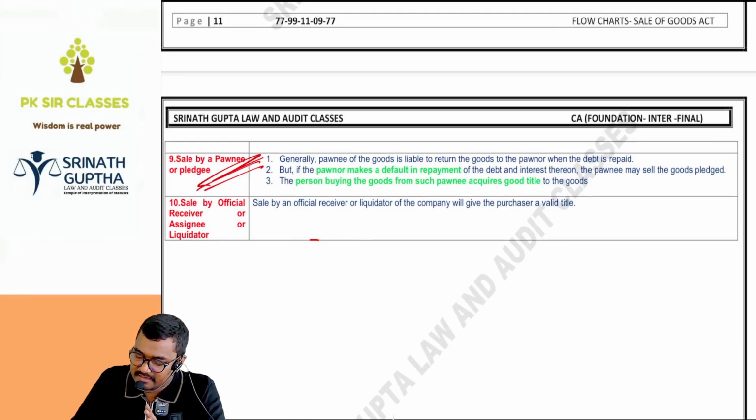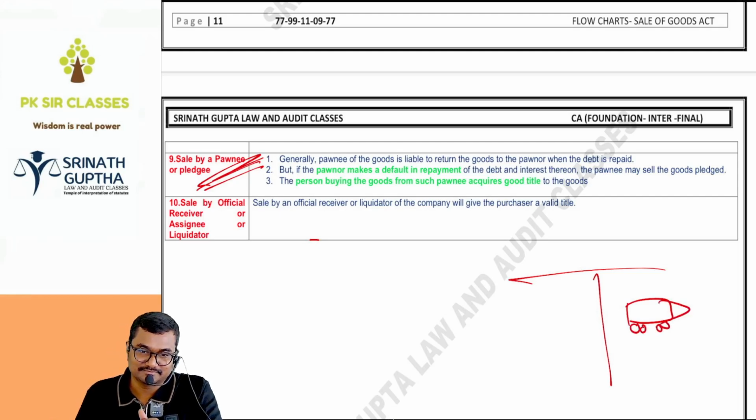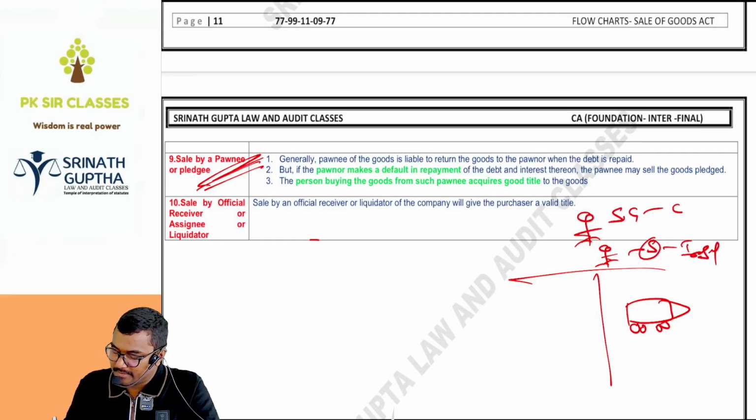Last one, sale by the official receiver. Sahiti became insolvent. Sahiti has a car. Who is the owner of the car? Sahiti. But she became insolvent. So the court is appointing me as the official receiver.